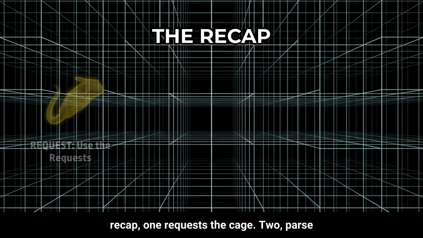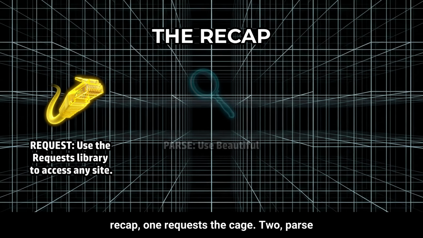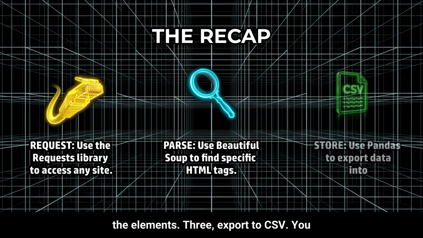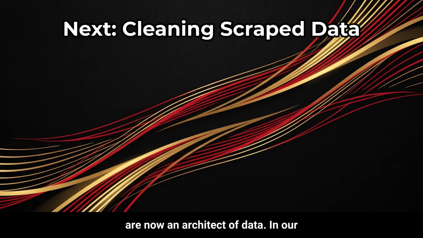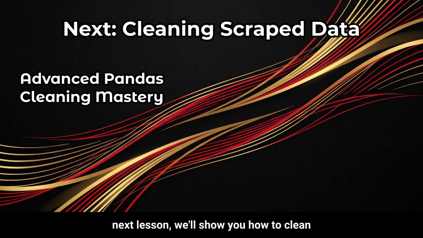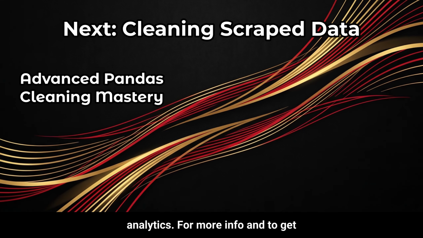To recap, 1. Request the cage. 2. Parse the elements. 3. Export to CSV. You are now an architect of data. In our next lesson, we'll show you how to clean this messy data for professional analytics.